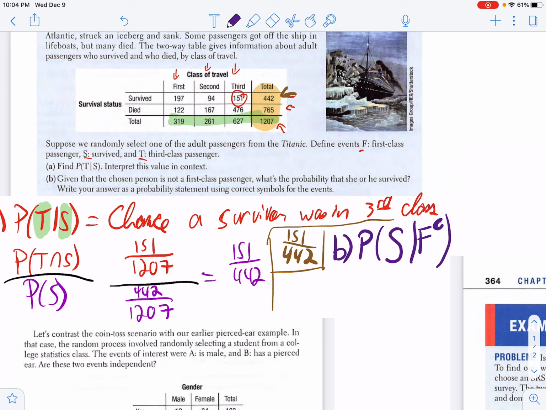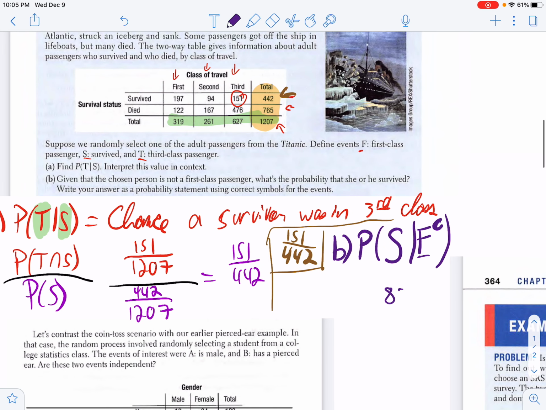All right, so we can do this in both ways we did above, but I think the easiest way is the Brown way again. Given that we're not in first class, we need to figure out the total number of people that are not in first class. So that's 261 plus 627, which is 888, if I added these two numbers right.